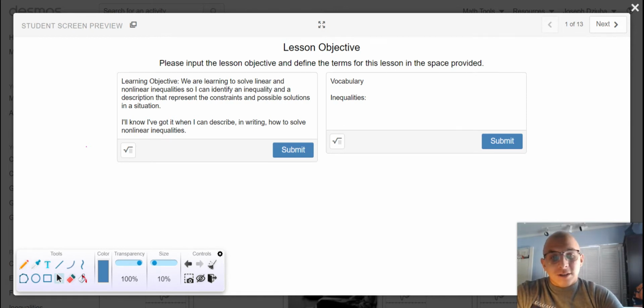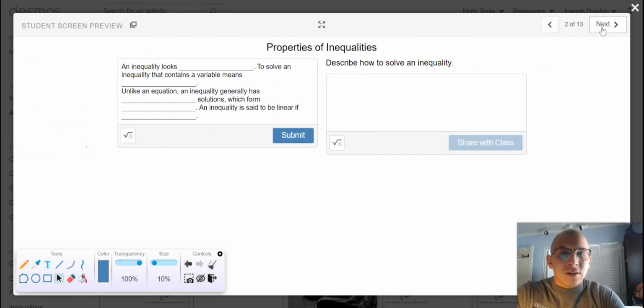Merely being a robot and methodically being able to solve inequalities is not our goal here. Our goal here is to determine how these inequalities are applicable to our lives and how we can recognize and analyze various situations. I'll know I've got it when I can describe in writing how to solve nonlinear inequalities, because let's face it, our world is a scary place and things don't necessarily work out like a linear equation. So let's begin.